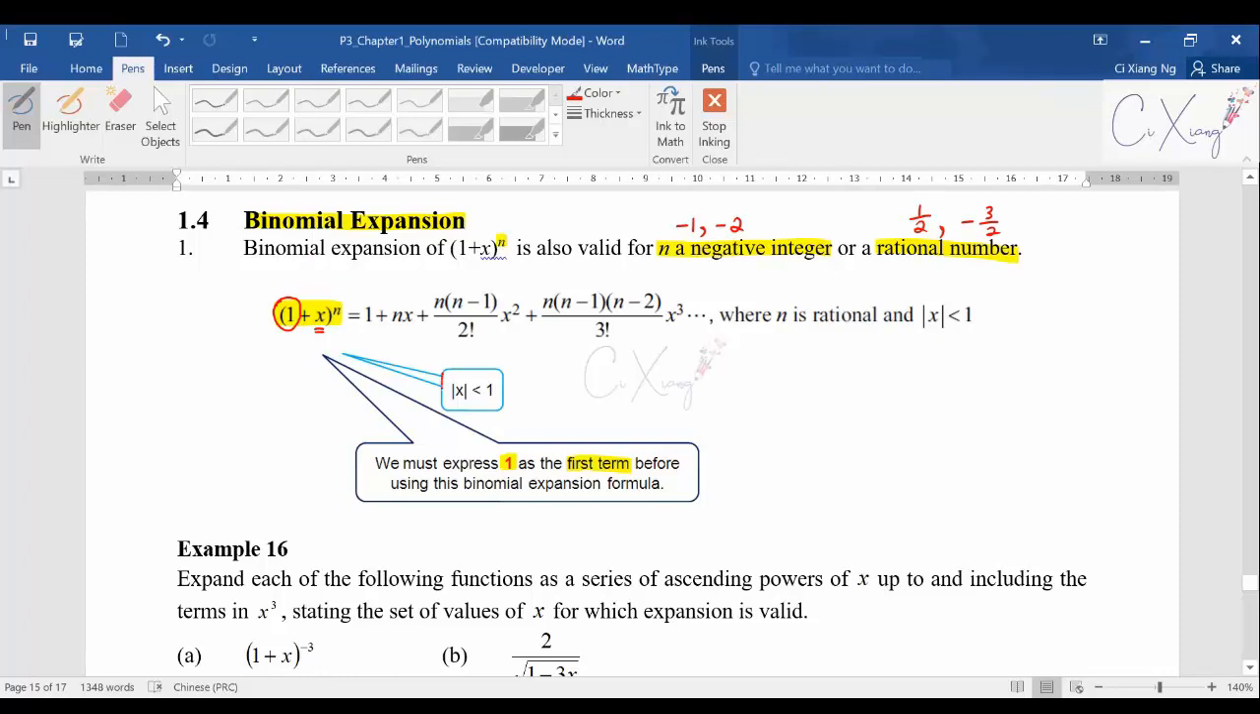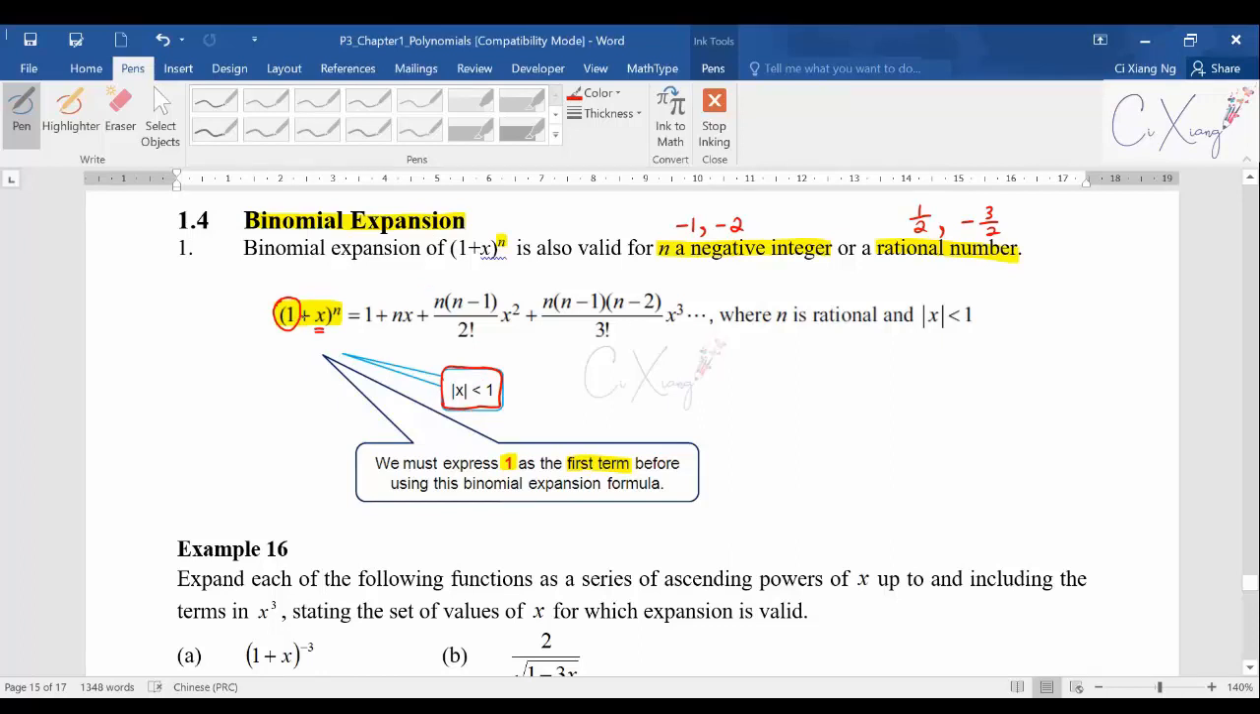Then, this binomial expansion is valid when the modulus of x is smaller than 1. I will explain later what this valid range of x means. But let us have a look at the formula first.